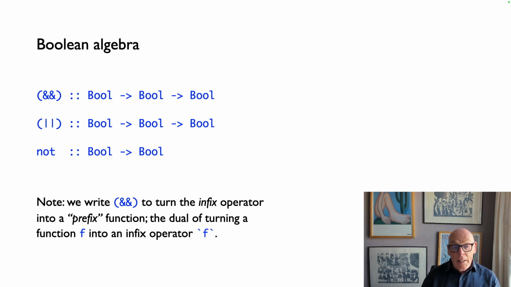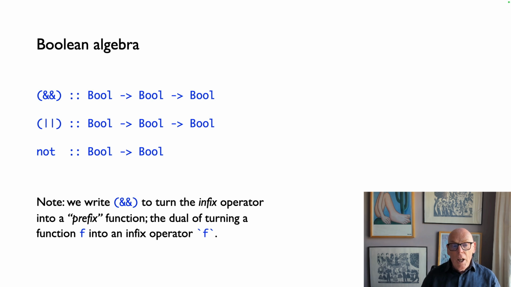Now, I'm writing here the types of the AND operator, which is two ampersands, the OR operator, which is two vertical bars. In order to write their type down, I put them in parentheses because that turns an infix operator into a prefix function. So then I can write its type as the type it has as a function. But when we write them down, if we want to take the AND of two Booleans, we write the first Boolean and the second.